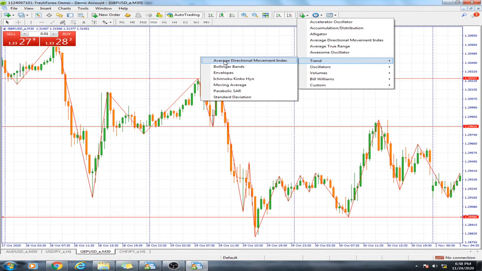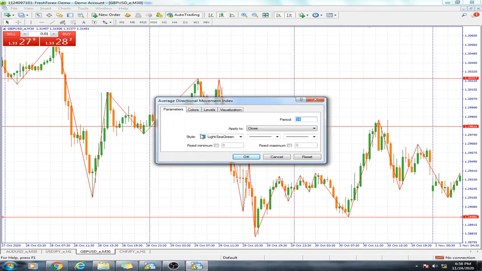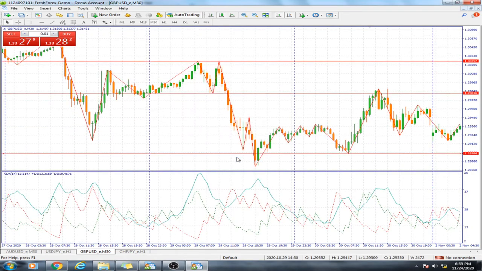The first one, average directional movement index. Then you can see that it has some lines here. It has two lines. There's the yellow green one. So I'll make this green, not yellow green, and then I'll make the next one red, so that we differentiate between sells and buys easily. Okay, that's how it looks. Let me expand them.